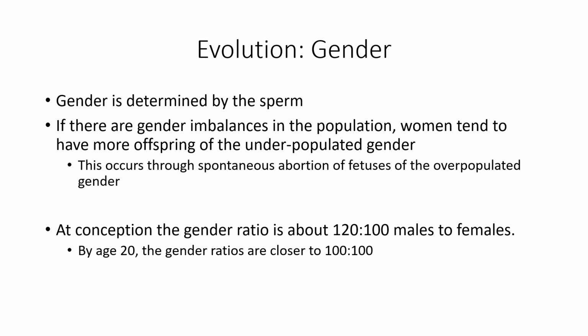Why is the gender ratio at age 20 100 to 100? The simple answer is because boys are dumb. Boys have evolved behaviors that make them more likely to take risks. These risks can have great rewards, but they can also result in things like death. So the gender ratio is skewed at conception towards males, but by age 20, it's pretty balanced.